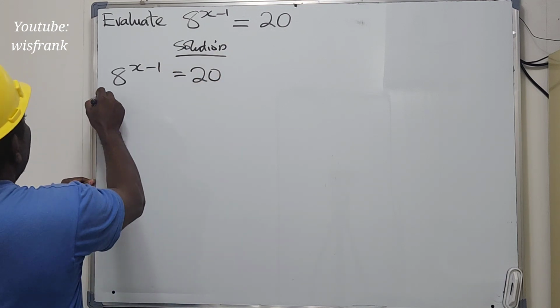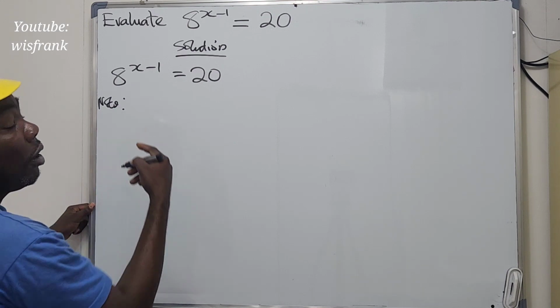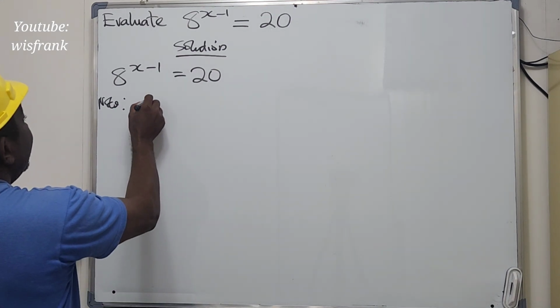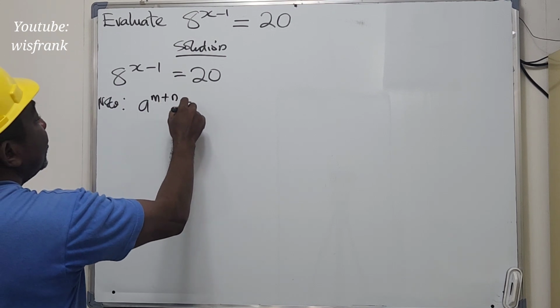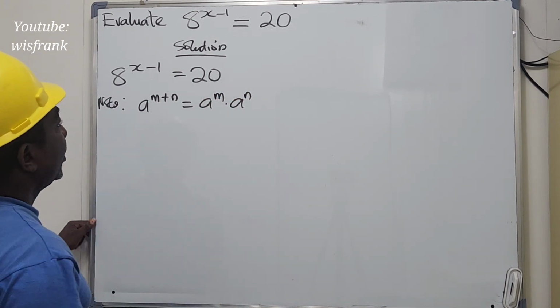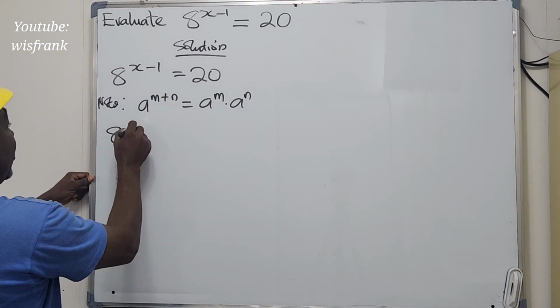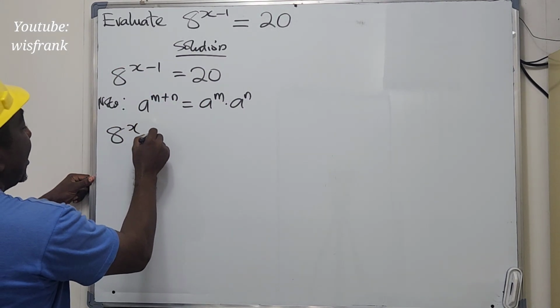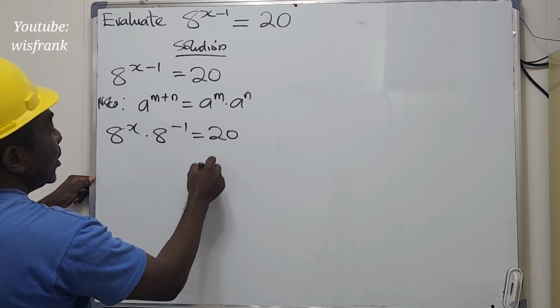So here we recall that one of the rules of indices or law of indices says that when we have a to the power of m plus n, it is the same thing as a to the power of m times a to the power of n. So expressing this in this format, we are going to have 8 to the power of x times 8 to the power of minus 1 equals to 20.